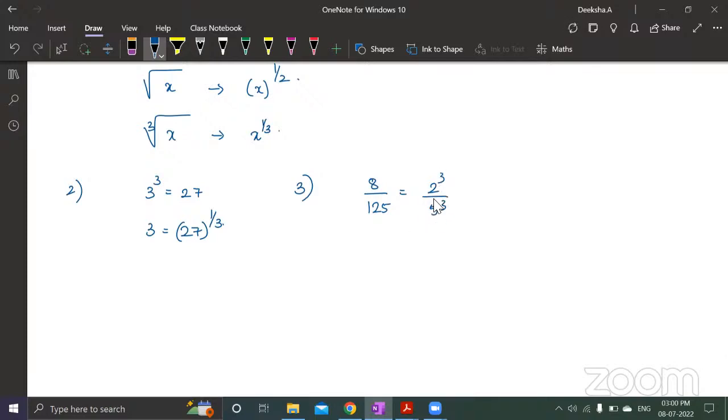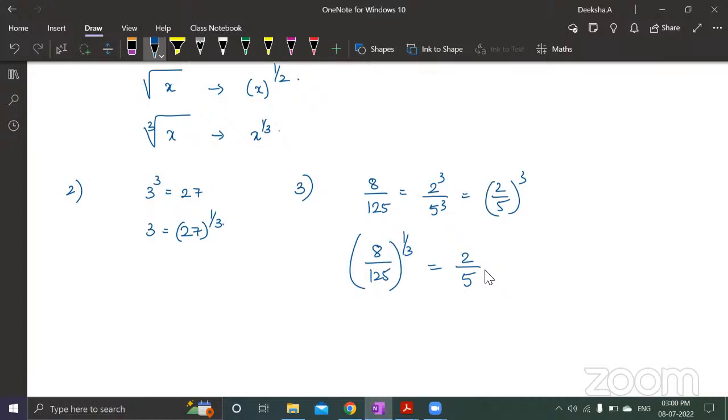And if you want to shift the powers to the other side, then 8 by 125, here you will write power 1 by 3. So 2 cube by 5 cube is 2 by 5 whole cube. This can be written as this. We will shift the power to the other side. For the whole number, it becomes 1 by 3 power, which is nothing but the cube root. And in the right hand side, we have 2 by 5. This is shifting powers from one side to another.